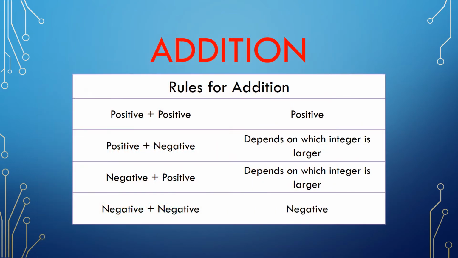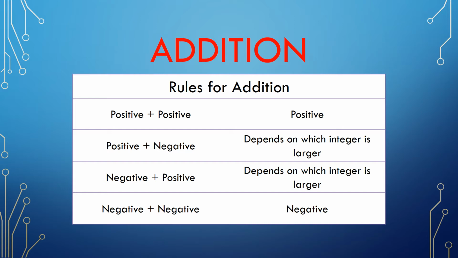The first set of rules that we'll be looking at today are that of addition. So there are four main things you need to remember when dealing with addition of integers. Whenever you are adding two positive integers, your result should and will be positive. If you are adding two negative numbers, however, your result should be negative. So two positives, positive sum.